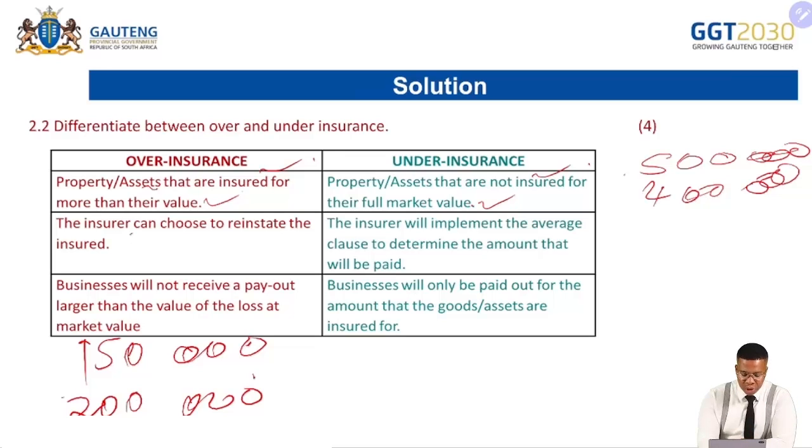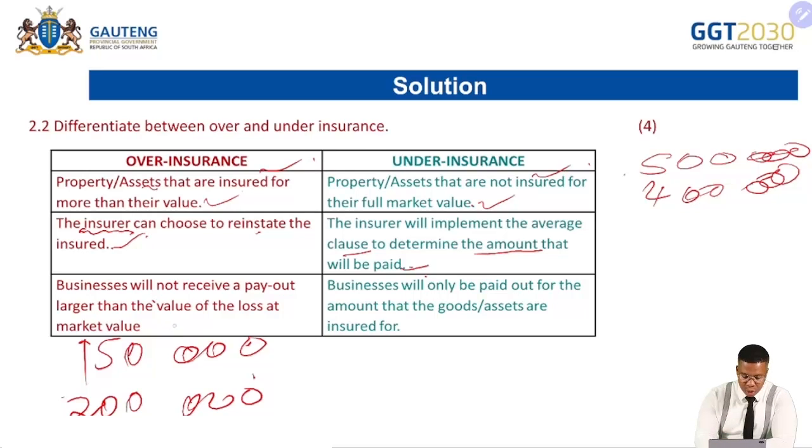So the insurer, which is the company, your Budget, your MiWay, or your Outsurance, can choose to reinstate the insured. But then how do you deal with the issue of a client or a customer who is underinsured as the insurance company? The insurer will implement average loss to determine the amount that will be paid. So that is to say, we are going to look into the calculations there.